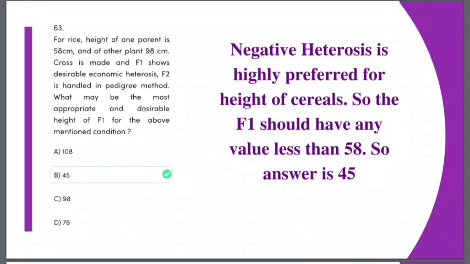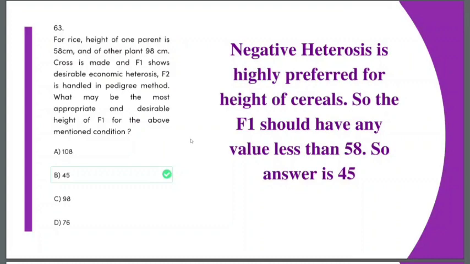63rd is for rice. The height of one parent is 58 centimeters and of the other parent is 98 centimeters. A cross is made and F1 shows desirable economic heterosis. F2 is handled by the pedigree method. What may be the most appropriate and desirable height of F1 for the above mentioned condition?